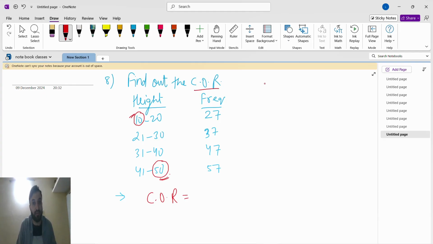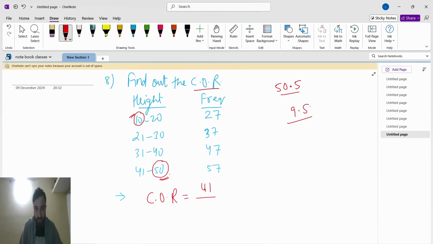So what will we do? We have to convert into continuous. This is the upper class limit 50. From that we will add 0.5, it will become 50.5. Then 10 is the lower class limit, we will subtract 0.5, it will become 9.5. So the coefficient of range is upper class limit 50.5 minus lower class limit 9.5. You are going to get 41.